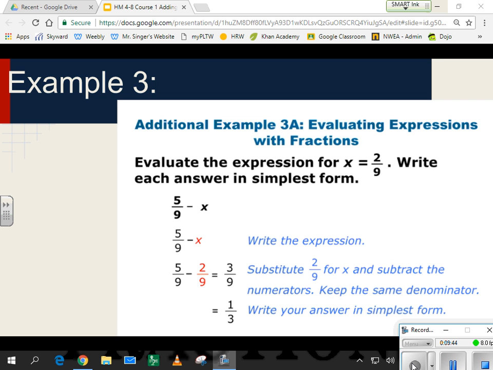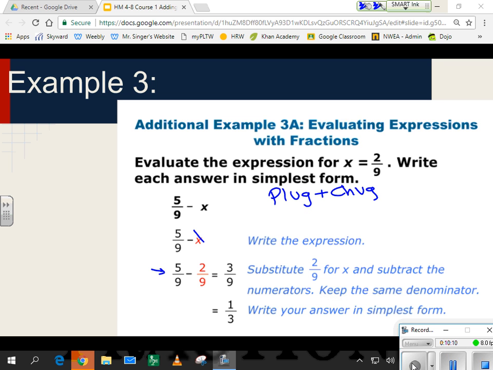All right, and here's our last example for this video. We're going to deal with looking at expressions. So let's say the scenario says evaluate each expression when x equals 2/9. So our scenario here is 5/9 minus x. This is one of those plug and chug problems. All we've got to do is replace x with 2/9. So here's how it should look.